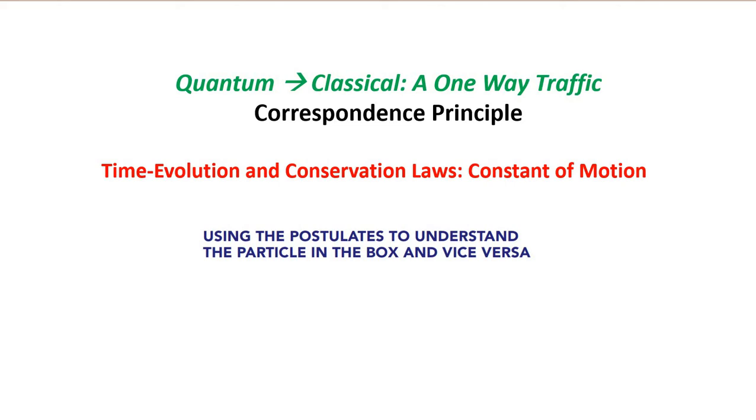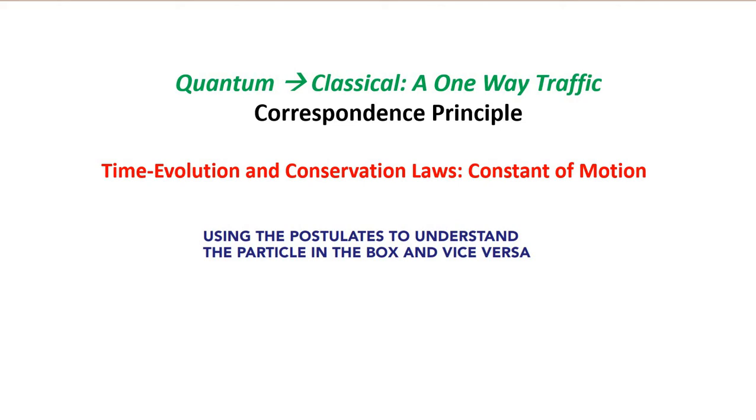What does it mean? One way means you can go from one point to the other, but not the other way from that point to this point. Here the journey which is allowed is quantum to classical, but not the reverse journey, from classical to quantum. I will explain what I mean and what theoretical or experimental evidence we have to justify our claim that it's a one-way traffic.